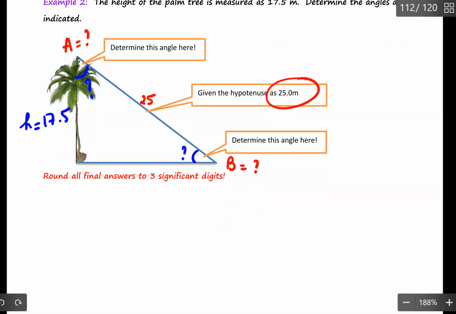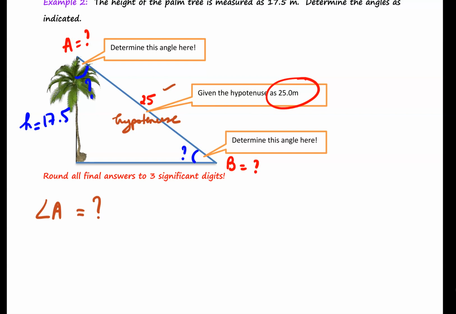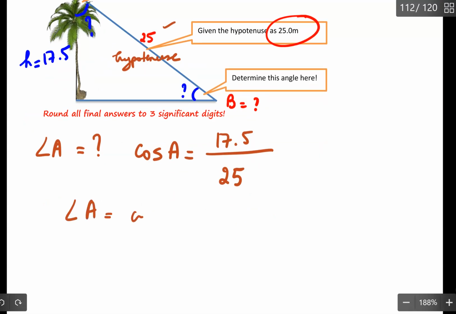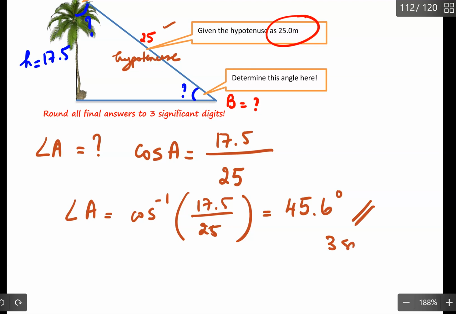Okay, so in solving for the angle A, I will take a look at the given 25, which is the hypotenuse. And 17.5 is given to me, according to the angle A, it will be adjacent to A. So therefore, I'm going to use cosine. So cosine of A will be equal to adjacent to A, which is 17.5, divided by the hypotenuse of 25. Alright, so again, we are going to write angle A will be cos inverse of 17.5 divided by 25. So using the calculator, the answer rounded to 3 significant digits should be 45.6 degrees.